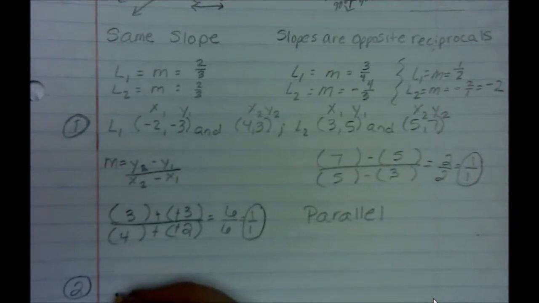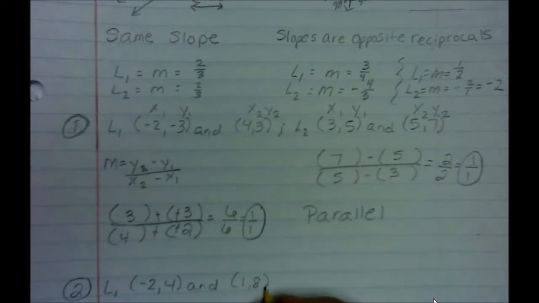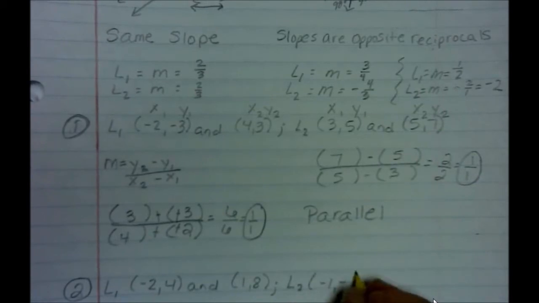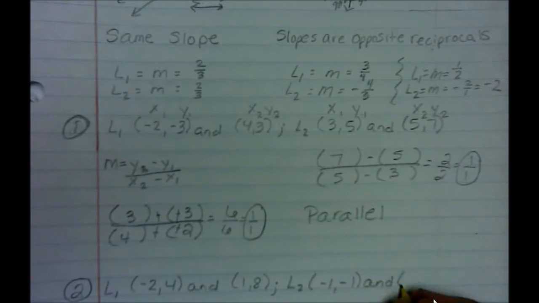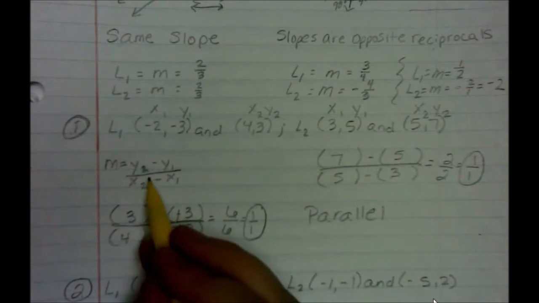So number 2, line 1 goes through -2, 4, and 1, 8. And then line 2 goes through -1, -1, and -5, 2. So this works the same way. We need to find out if they're parallel, perpendicular, or neither, so we need to find the slopes. We find our slopes by plugging them into this formula here.